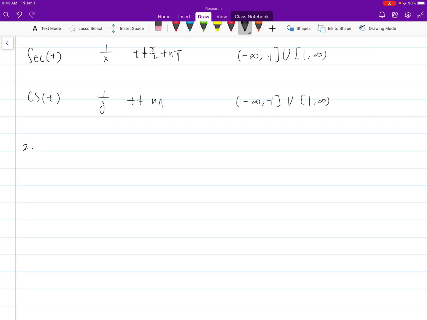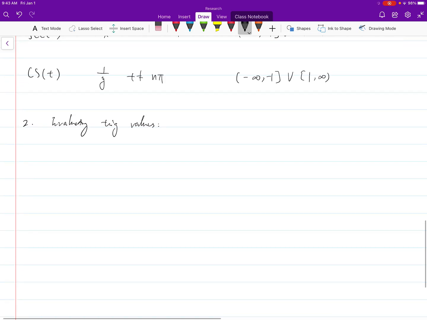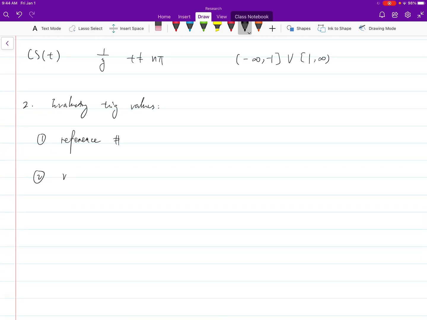Okay, now we do the same thing as we did before. We will just go over it really quickly. Everything is the same. You just need to rethink it, not from the angle, not from a right triangle. You think of it from a unit circle. The first one is evaluating trig values. And it's still the traditional steps. First, find the reference number. Before it was the reference angle, this time it's the reference number, but they're the same thing.